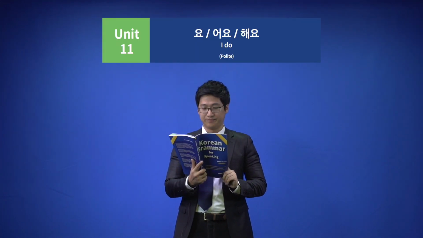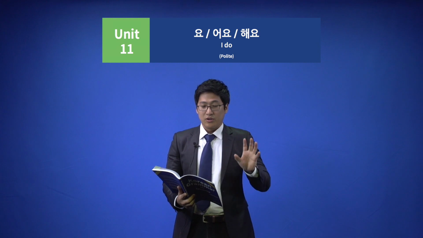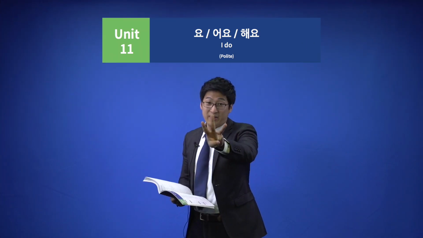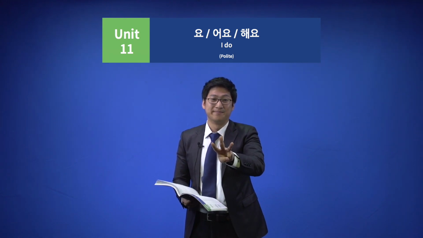Let's get started, Unit 11. Can you read them? 어요, 해요. Those three things, you have to memorize them. What it means is "do" in English, like I do something, something you usually do. I study Korean. I go to work. I eat. And I exercise.